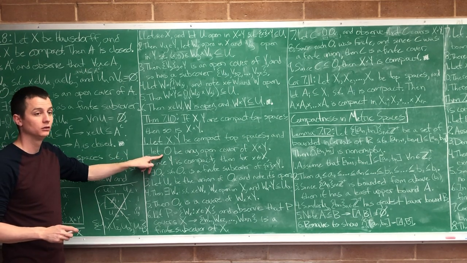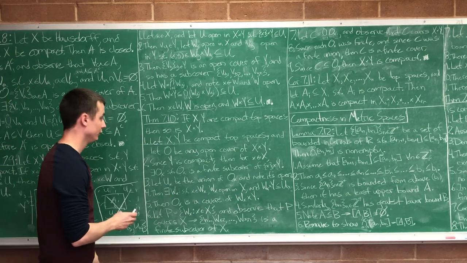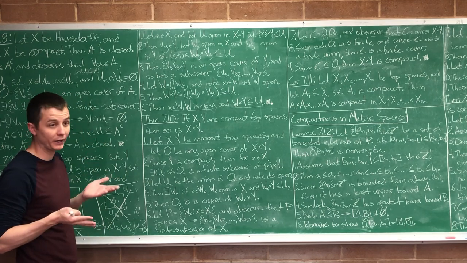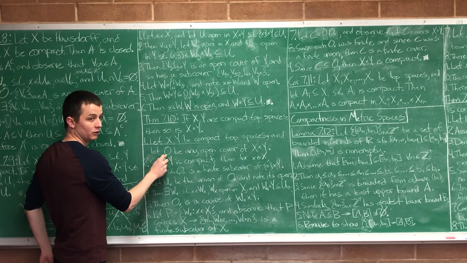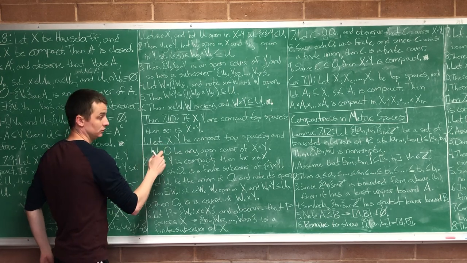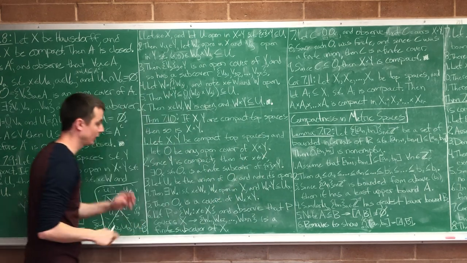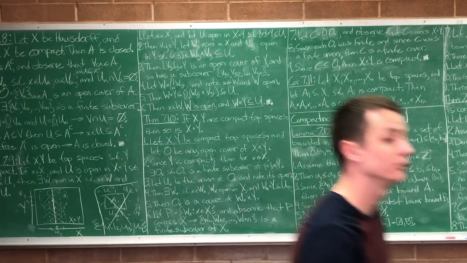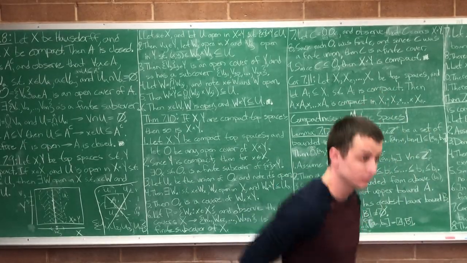Yes, in the cross product topology. What does it mean for it to be compact? It means for any open cover, there exists a finite subcover. So, let O be any open cover of X cross Y, my job is to find a finite subcover that still covers X cross Y. Okay, and then we're done.